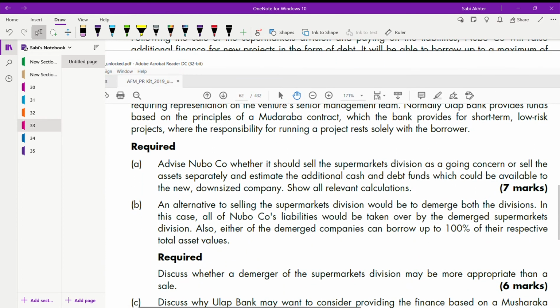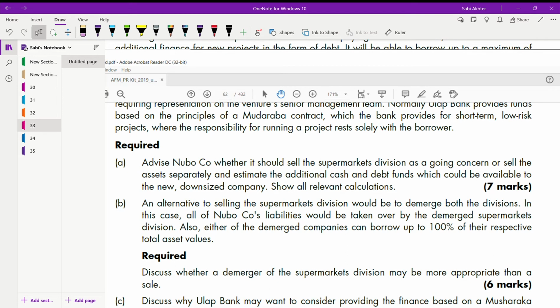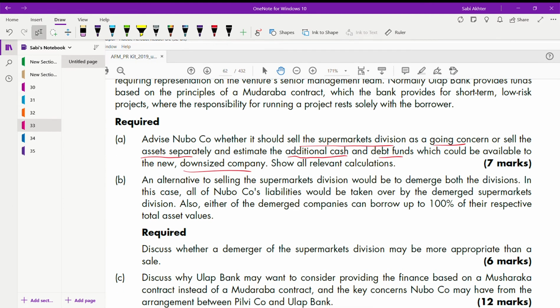Now you see the requirement. Advise them whether they should sell the division as a going concern or sell assets separately. And estimate the additional cash and debt funds which could be available to the new downsized company. Next. Alternative to selling supermarket would be demerge. So they are telling it's selling off versus demerge. Whether you have to sell off the supermarket division entirely or demerge it. You have to tell the benefits and drawbacks.